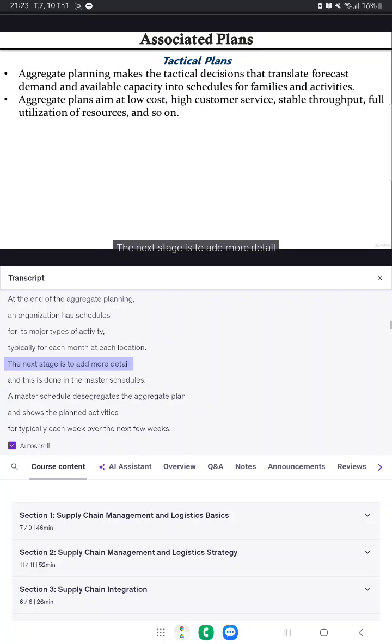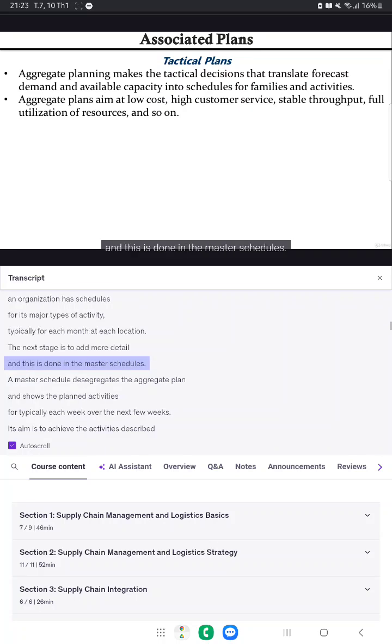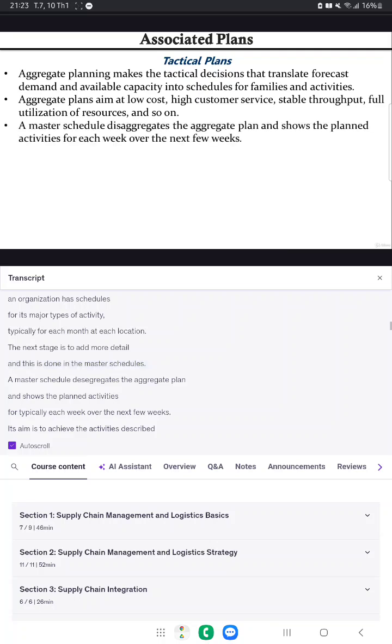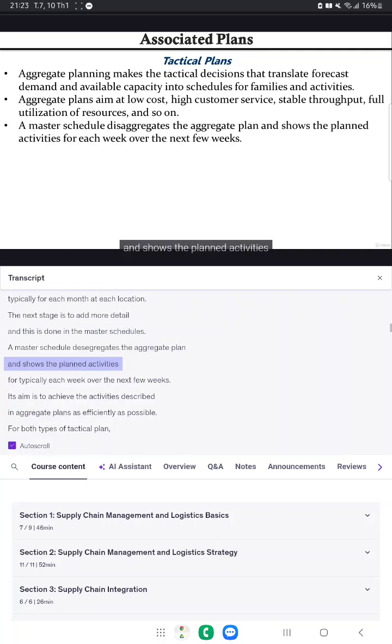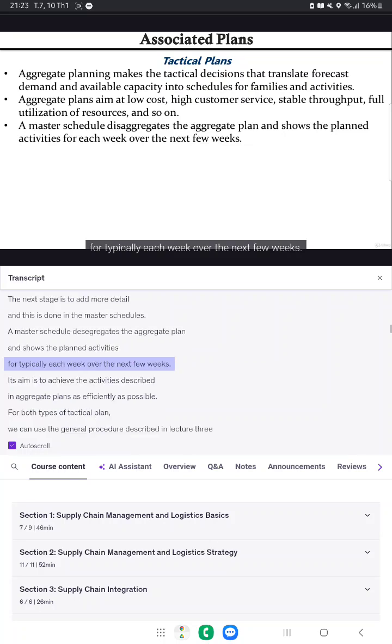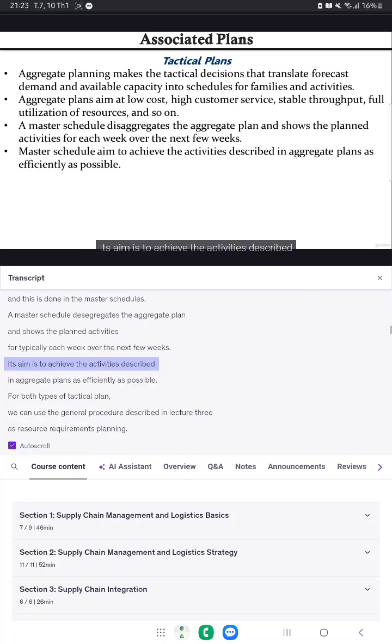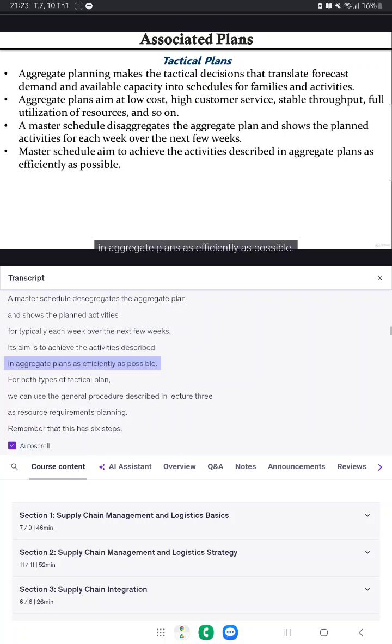The next stage is to add more detail, and this is done in the master schedules. A master schedule disaggregates the aggregate plan and shows the planned activities for typically each week over the next few weeks. Its aim is to achieve the activities described in aggregate plans as efficiently as possible.